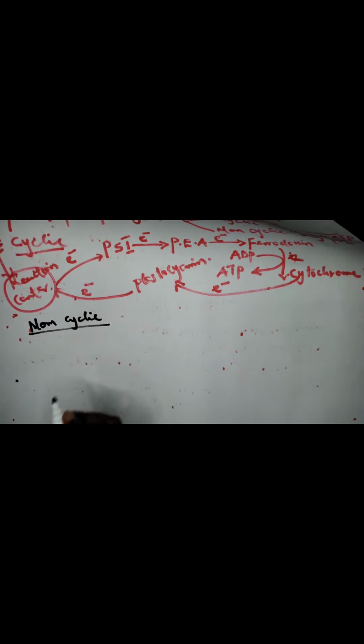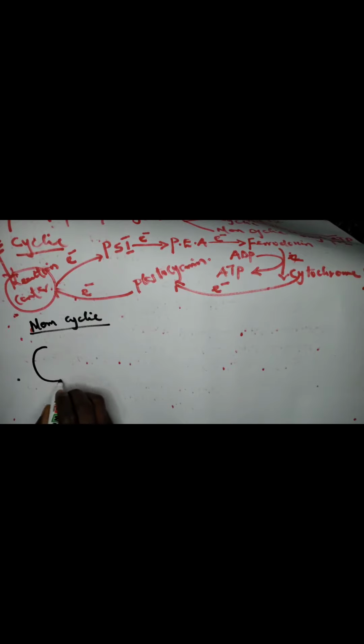So in the non-cyclic now, let us look at what goes on there. Here, we also have a reaction center, but we have another photosystem here, which is PS2, which means photosystem 2. And from the reaction center, if light is absorbed, two electrons pass down to the photosystem 2. Then the first thing that will occur in photosystem 2 is photolysis.